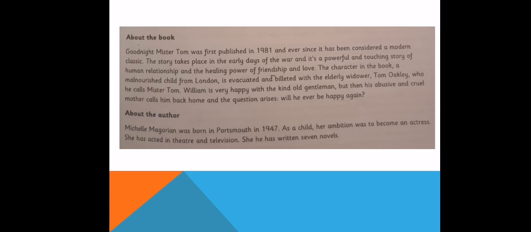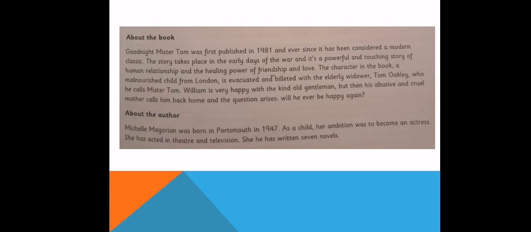So this is an elderly man who is obviously lonely, and his name is Tom Oakley, who he calls Mr. Tom. William is very happy with the kind old gentleman, but then his abusive and cruel mother calls him back home, and the question arises, will he ever be happy again? So there's definitely a plot twist in this book. William is unhappy at home. His mother is very cruel and abusive. And when he's evacuated to live in the countryside, he actually finds happiness with his foster father, Mr. Tom.